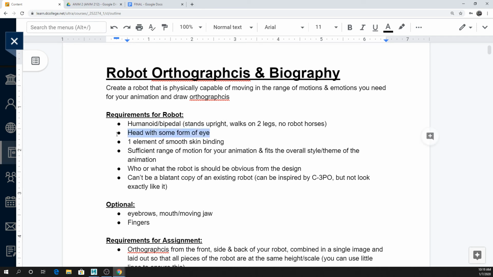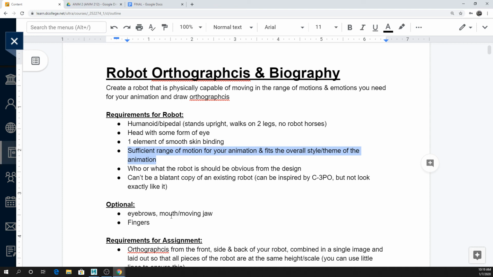Other requirements is some kind of head with a form of an eyeball in it. I'll be a little bit loosey with the head requirement if you just want to do a big robot with basically an eyeball on his chest or something like that. I'm kind of cool with that, but it does require some kind of eyeball. Also, one element of smooth skin binding. I'll go over that and show you examples of that when we look at Skelebot and some of the other student examples, but basically something that's not a rigid piece of metal in the robot's body.